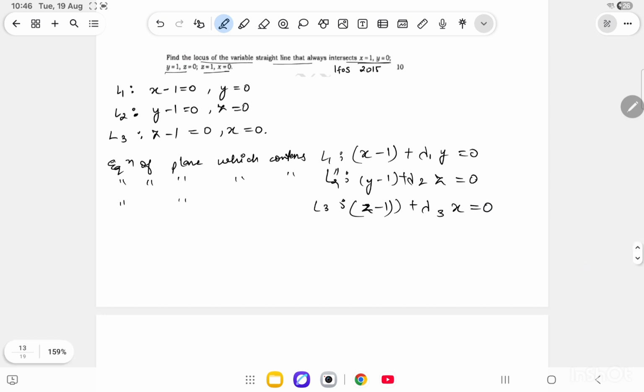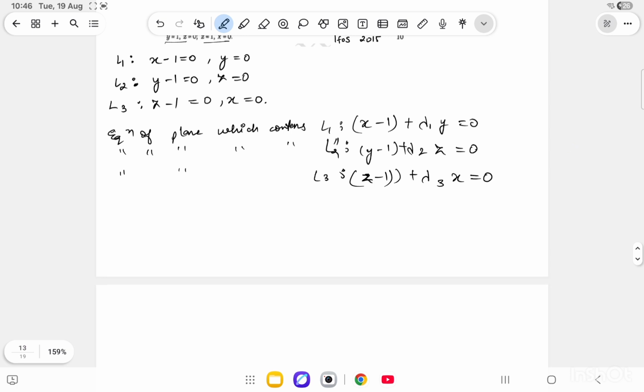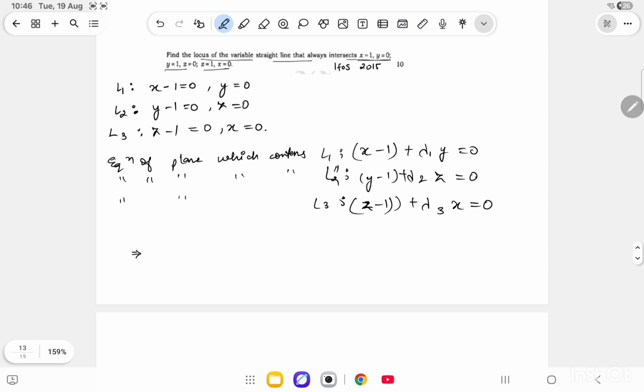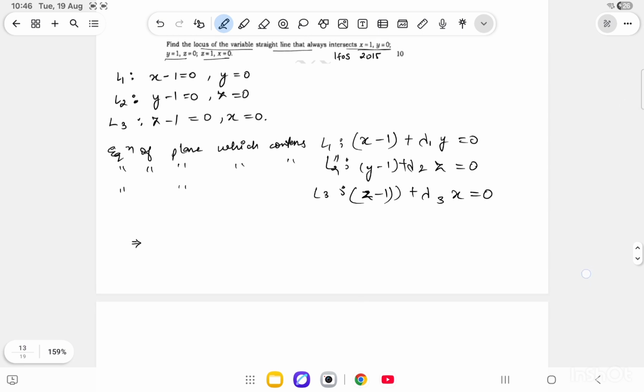So we are supposed to find the variable straight line that intersects the given lines. So it is basically asking us to find the line of intersection of these three planes, and we have a formula. When we study skew lines, we have a formula to check whether the three equations of planes intersect at a point or at a line, or they form a prism sort of thing. So from that we got that if we take the determinant of coefficients of x, y, and z equals to 0, then we can say that the three planes intersect at a line.